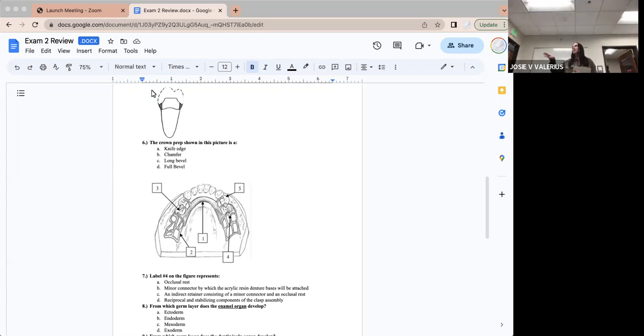Same with number 7. I'll try to find the page this is on too. Does anyone know what number 4 on the figure represents? And this is page 152.